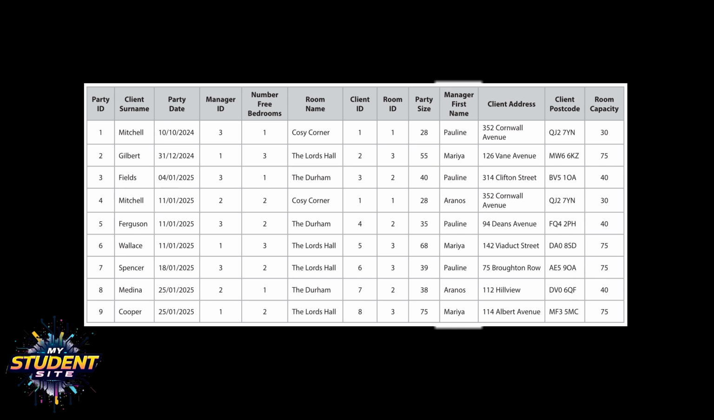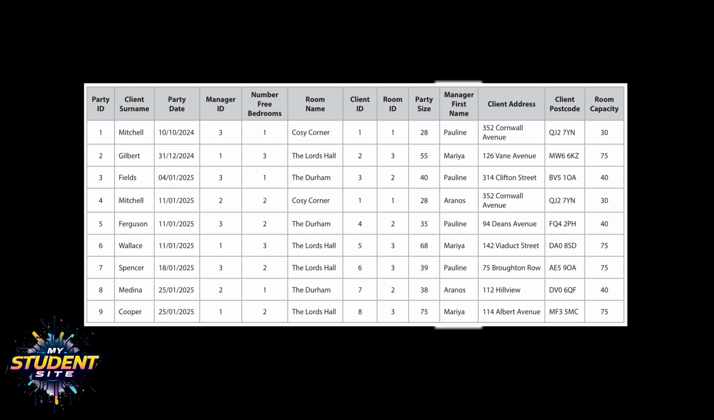In this video, we're going to look at the current data set that you can see on the screen. We can see that this is in an unnormalized form, and we're going to go through the normalization process to try and split out the tables so that we can work out what tables and what relationships we're likely to need. As you can see here, we've got a number of IDs that are available to us: party ID, manager ID, client ID, and room ID.